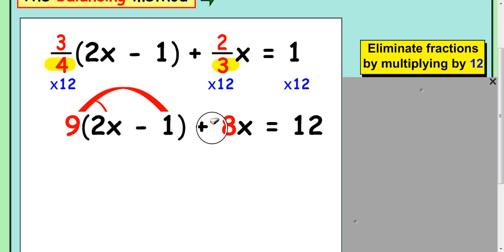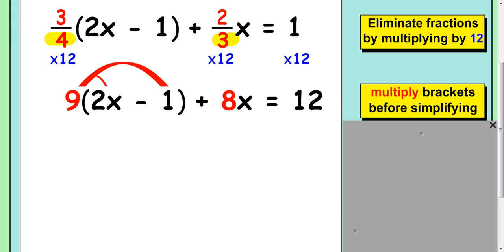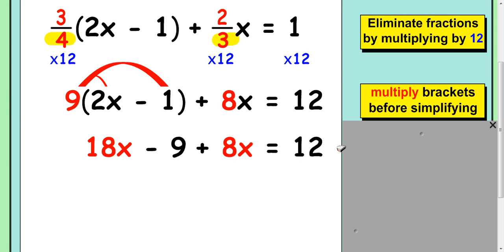At this stage, what we want to do is we've got rid of the fractions, so we can now turn our attention to multiplying out the bracket. So 9 times 2x is 18x, and take away 9 times 1, which is 9. Add 8x equals 12. Nothing's happened to the 8x and nothing's happened to the 12.